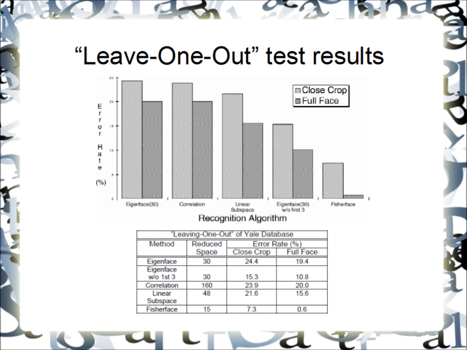We see that introducing changing facial expressions now causes the linear subspace method to have pretty poor results. Fisherfaces, however, holds its own with a 7.3% error rate.